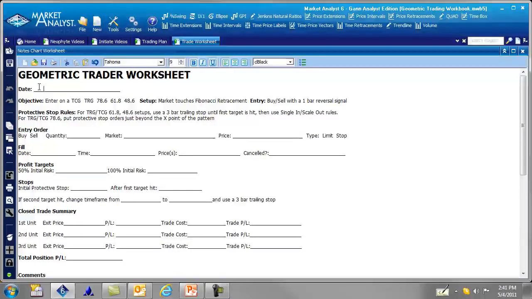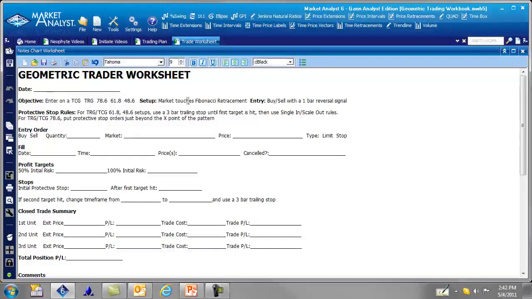So print it, and then take your pen and paper, or I would use a mechanical pencil, is what I like to use, and fill out the date here. Then it says here, objective, enter on a TCG, TRG 786, 618, 486. What you need to do is just simply circle one of these. Maybe you want to do a TCG 618, you would circle TCG and then circle 61.8.